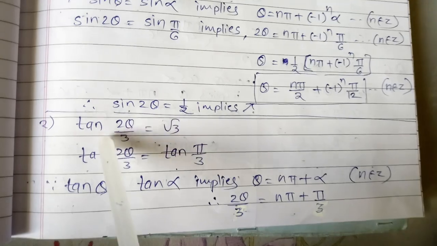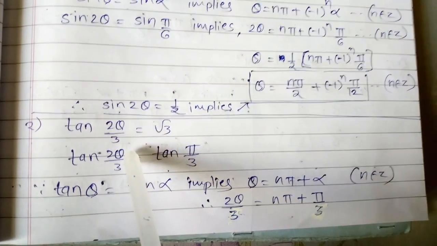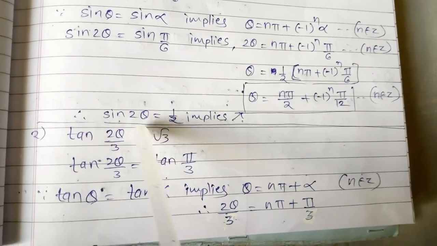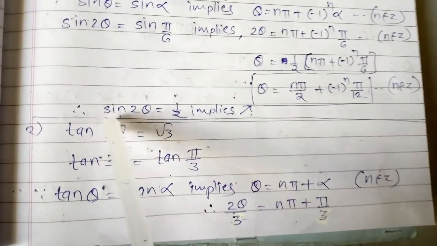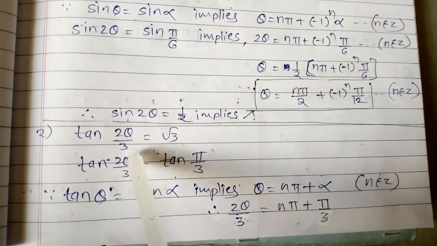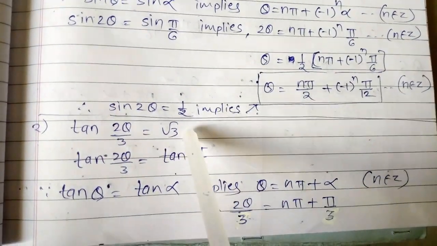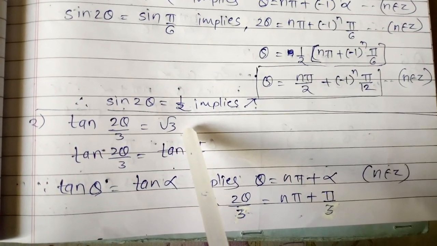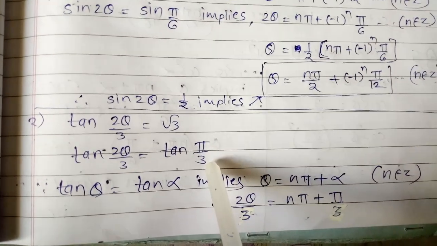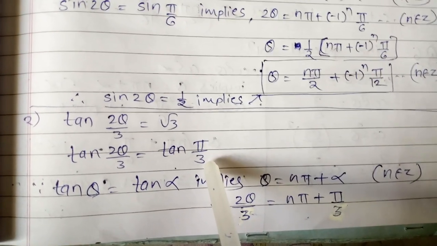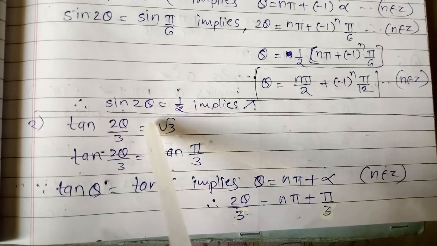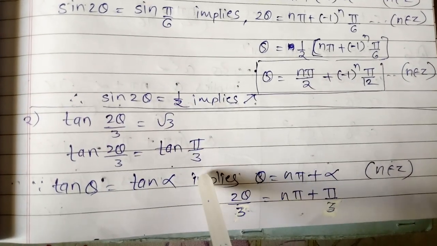Now the second example from question number 5, that is tan 2 theta upon 3 is equal to root 3. Now see here, instead of theta we are given 2 theta by 3. So tan 2 theta by 3 is as it is. So which angle of tan has the value root 3? It is pi by 3, meaning tan 60. So root 3 we write like this, that is tan pi by 3.